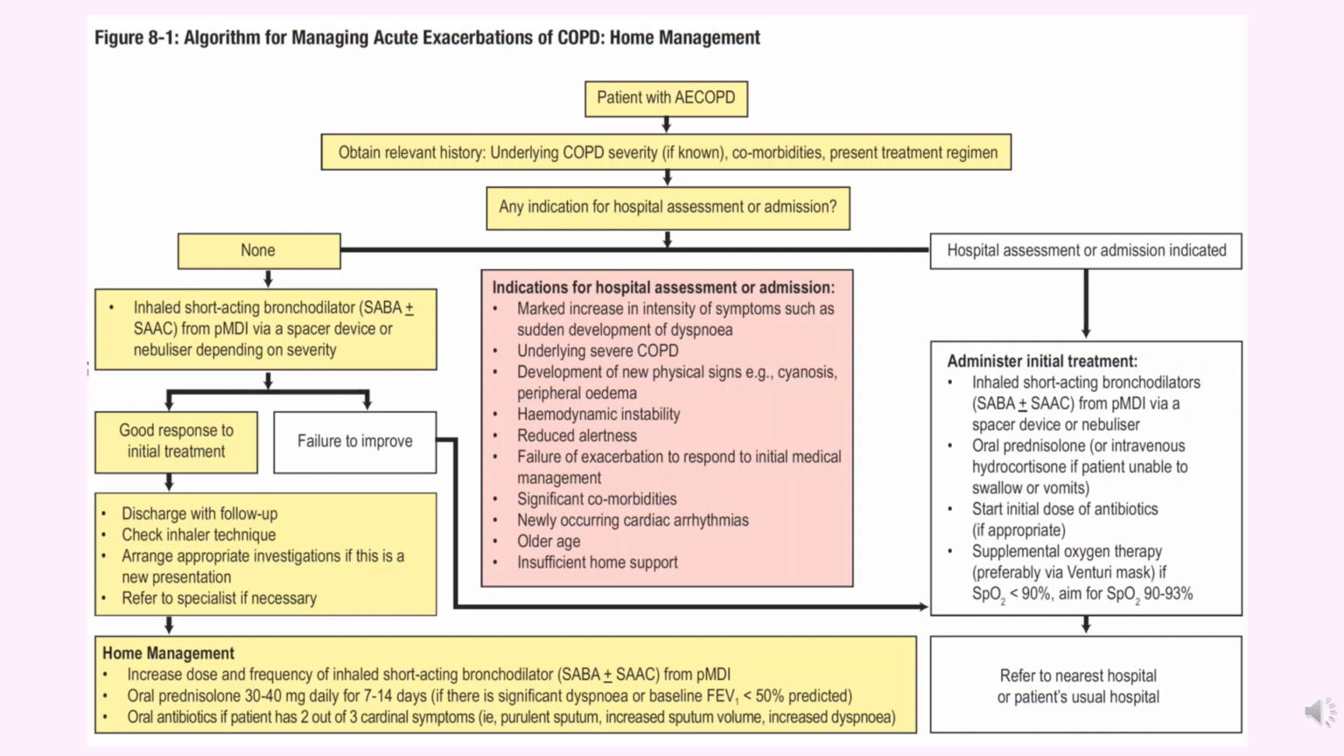This is the algorithm for managing acute exacerbation of COPD. It is not much different compared to managing acute exacerbation of asthma. These patients need to inhale short-acting bronchodilator such as salbutamol via spacer device or nebulizer depending on the severity. If the patient fails to improve, quickly admit them to the hospital for further assessment or admission.